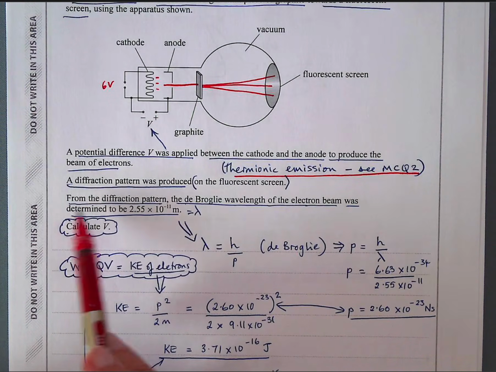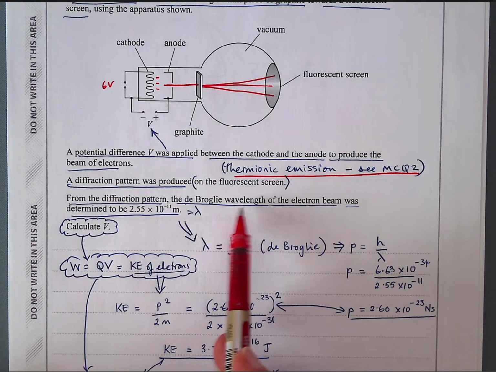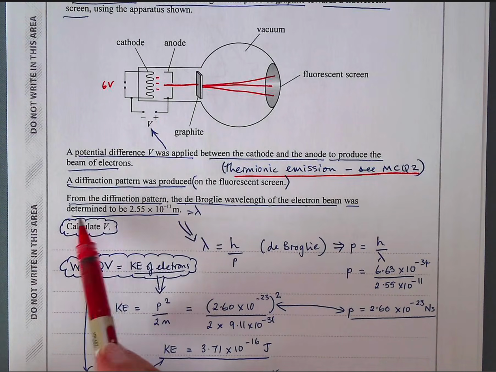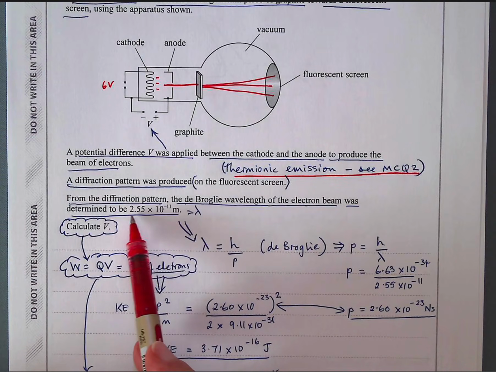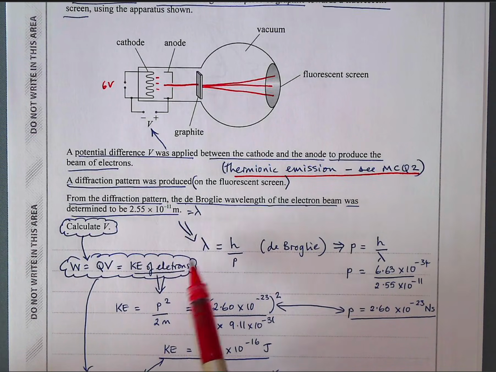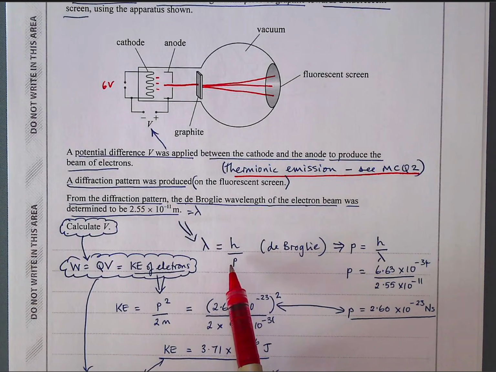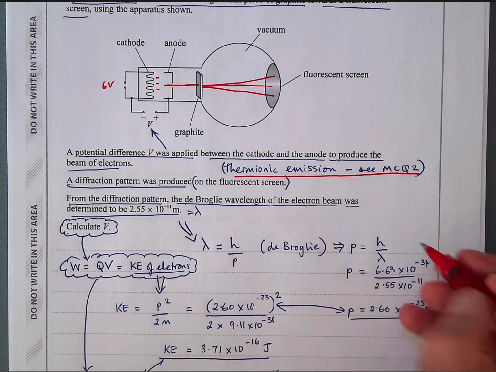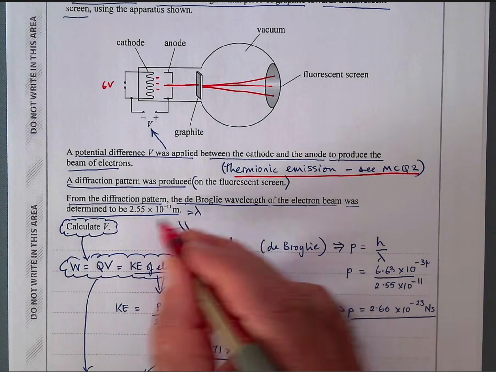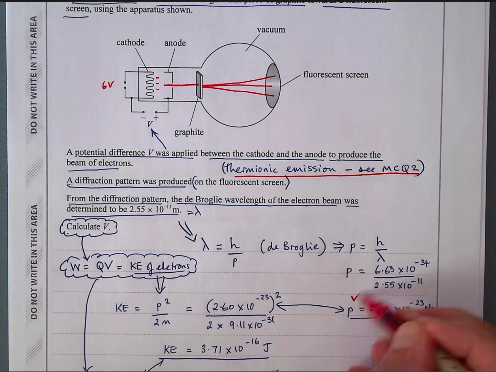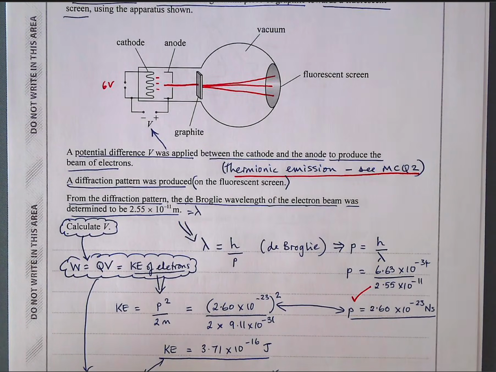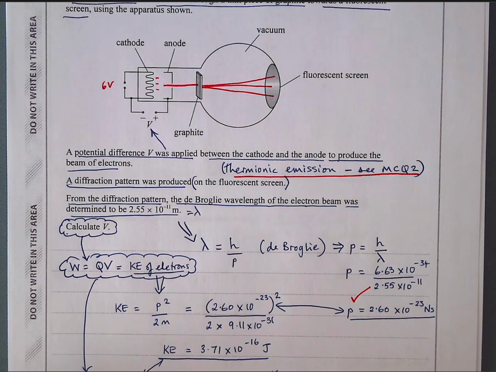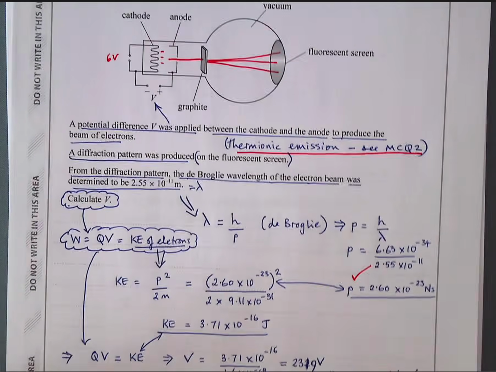From the diffraction pattern, the de Broglie wavelength of the electron beam was determined to be lambda equals 2.55 times 10 to the minus 11. We know that de Broglie is lambda equals h over p, so you can work out the momentum. The first thing you could do is automatically work out what the momentum of the particles must be. You'll get at least 1 mark for doing that part. I haven't looked at the mark scheme carefully to see where they come from.